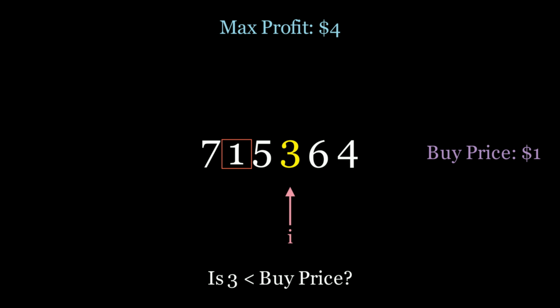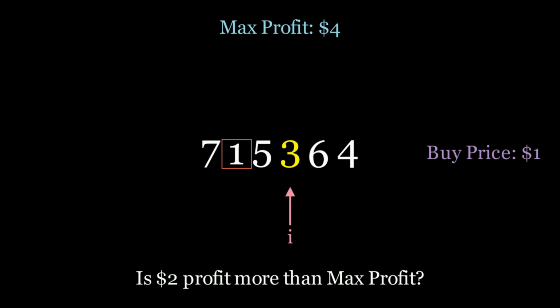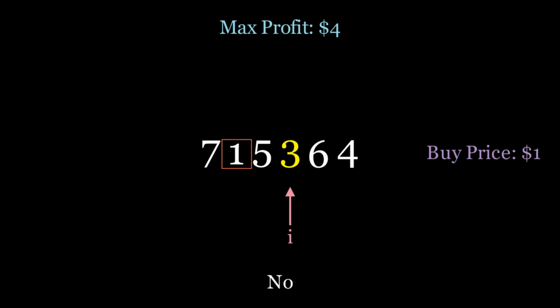So is 3 less than the buy price? No, it's not. Once again, I could make a profit at this day, right? I have a buy price of $1. I could sell it for $3, and there's my $2 profit. Now, should I update my maximum profit? Well, no, because $4 is greater than 2, so we don't update the maximum profit. We move along to element number 6.